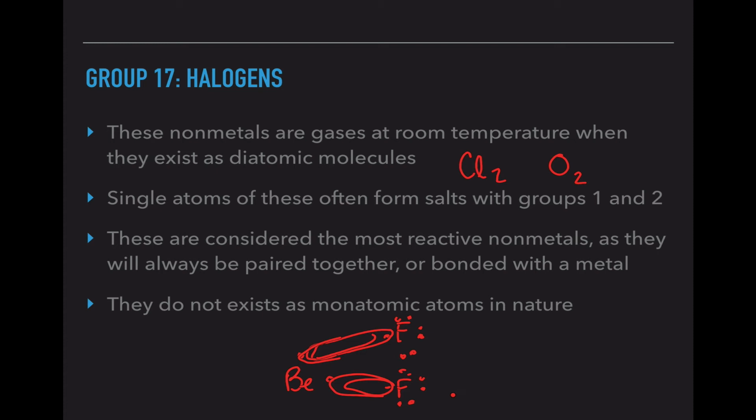Group 17 are considered the most reactive nonmetals because they will always be paired together or bonded with a metal. You will never see group 17 as a single fluorine or a single chlorine atom. They will always be either a diatomic molecule, Cl2 or F2, or they will be a salt formed with group 1. They do not exist as single monatomic atoms in nature.